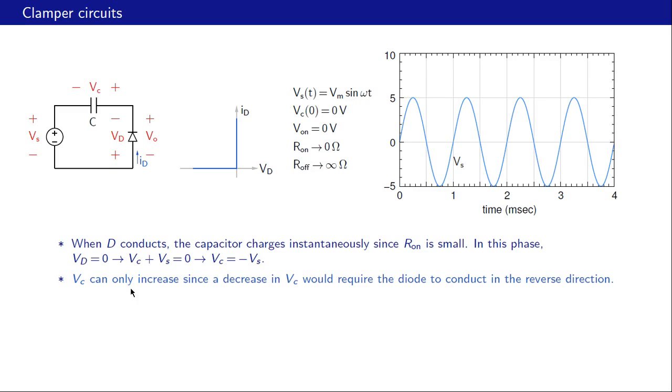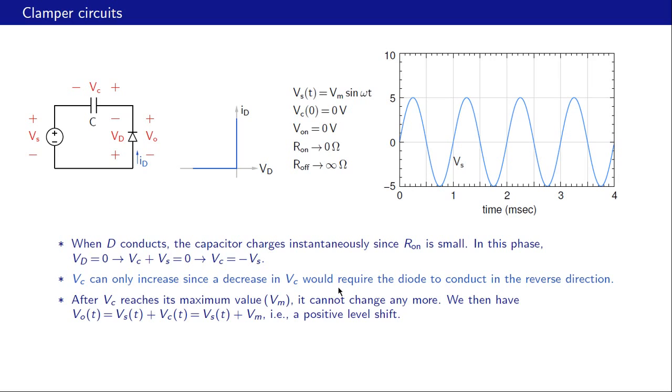Second observation, Vc can only increase. Note that Vc is marked as plus here and minus here. So the capacitor current is the same as the diode current. And since the diode current can only be positive, Vc can only increase. And that is because a decrease in Vc would require the diode to conduct in the reverse direction, which is not possible.